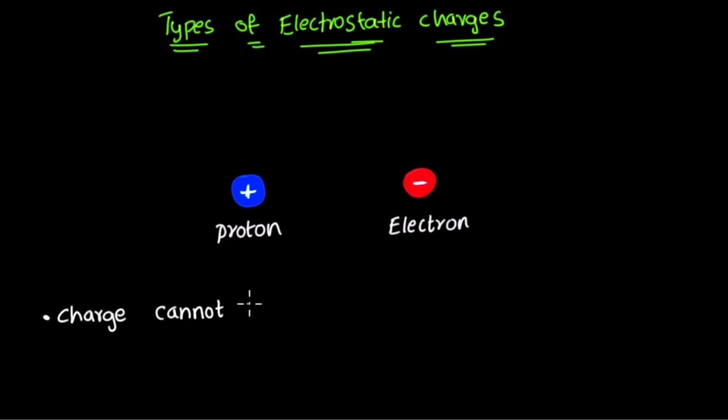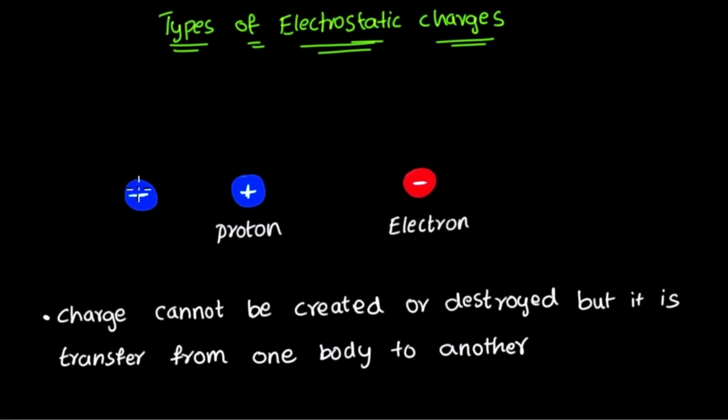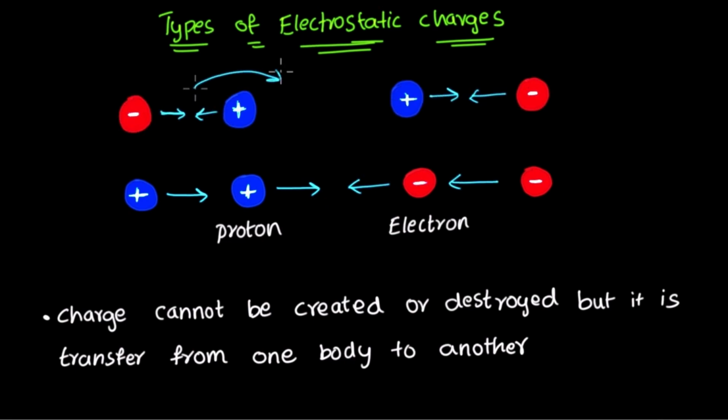However, it may be noted that charge cannot be created or destroyed, but simply can be transferred from one body to another. And during this transfer, both the bodies are charged, one is positively charged, and the other is negatively charged. The net charge in a closed system is conserved. Since like charges repel and unlike charges attract, there exists a force between them, which is known as electrostatic force.